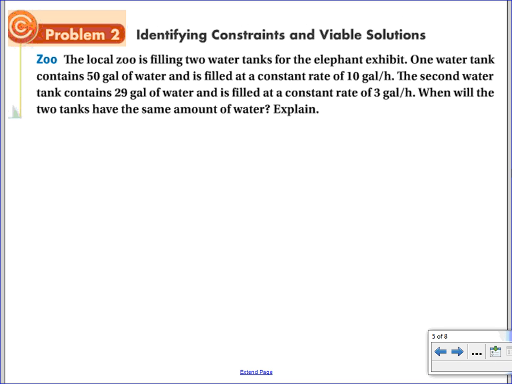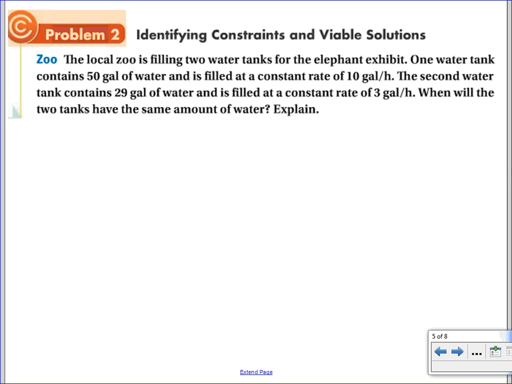A local zoo is filling 2 water tanks for the elephant exhibit. One water tank contains 50 gallons of water and is filled at a constant rate of 10 gallons per hour. The second water tank contains 29 gallons of water and is filled at a constant rate of 3 gallons per hour. When will the 2 tanks have the same amount of water?